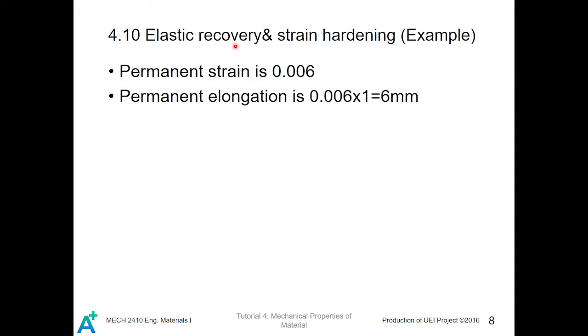Okay, permanent strain is 0.006, and permanent elongation is basically 0.006 times 1. 1 is the original length, and the permanent elongation is 6 mm.